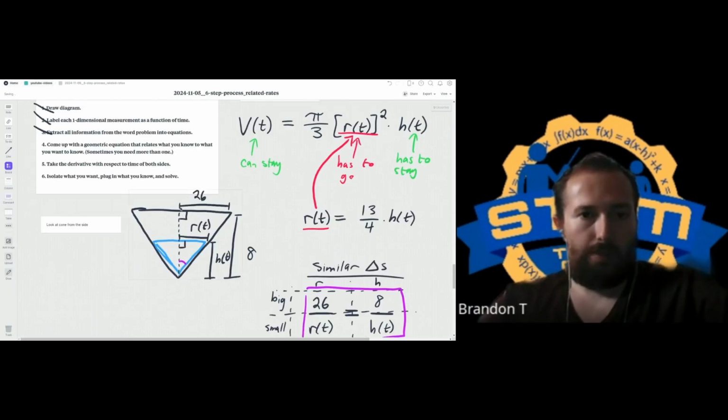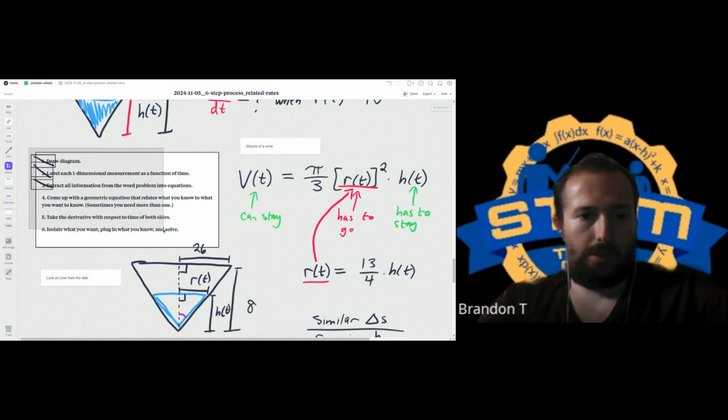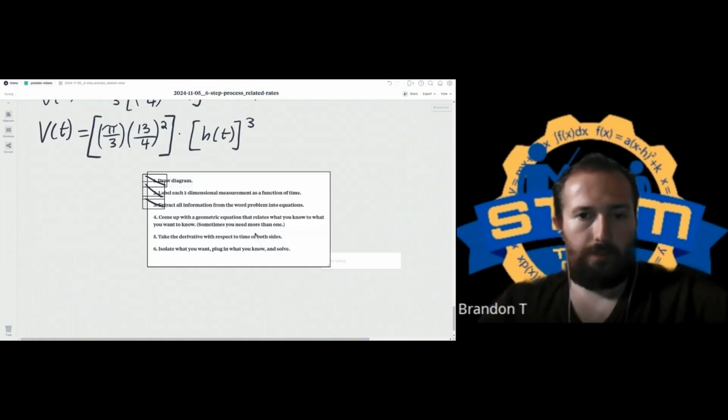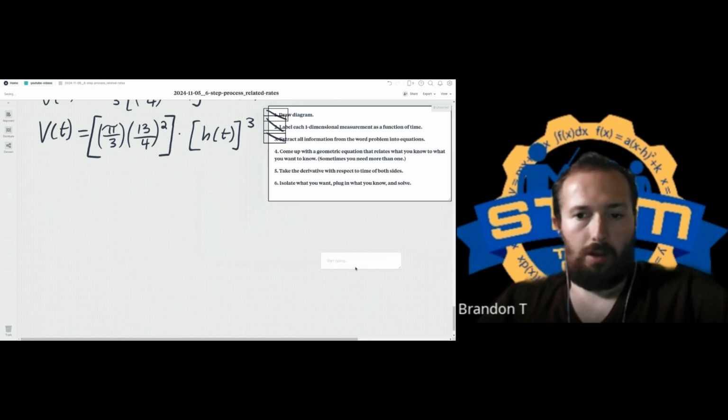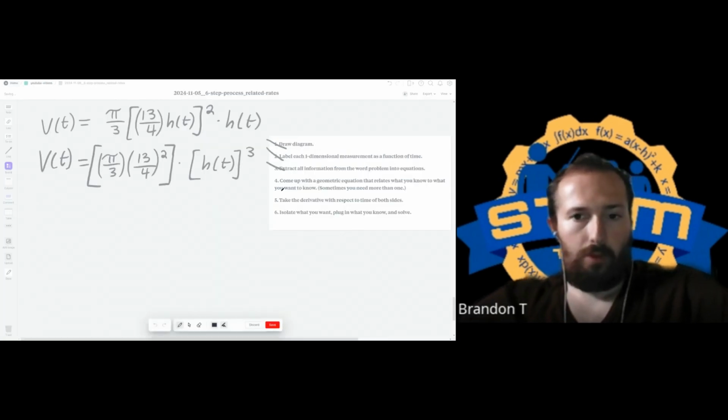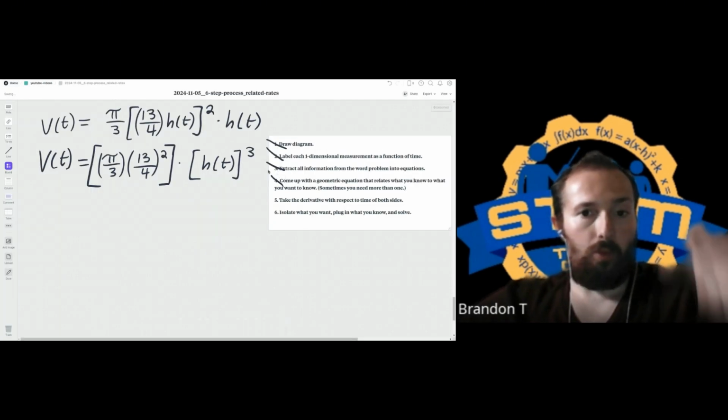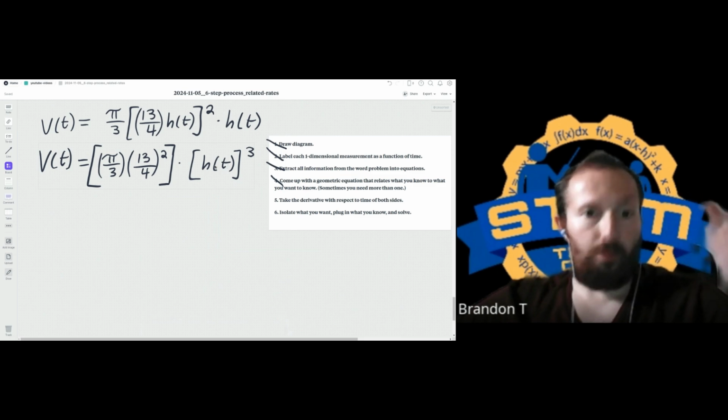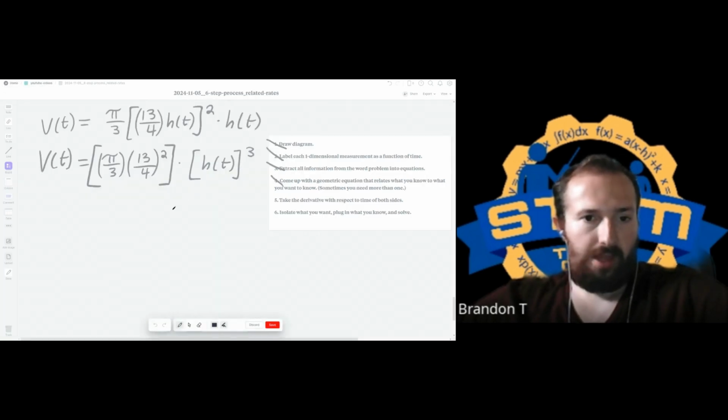So, actually let me pull all this down again, because I know I'm doing a lot of work here. At this point, we have done what we wanted. We got rid of the thing. We now have h of t only. We've gotten rid of r of t from this equation successfully. Now we can take the derivative of both sides with respect to time.